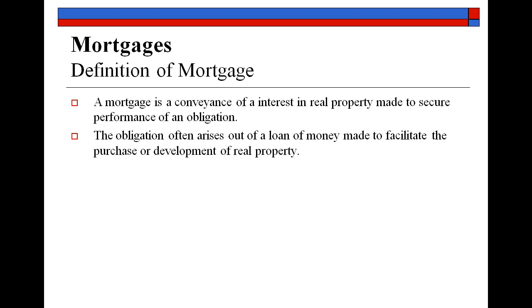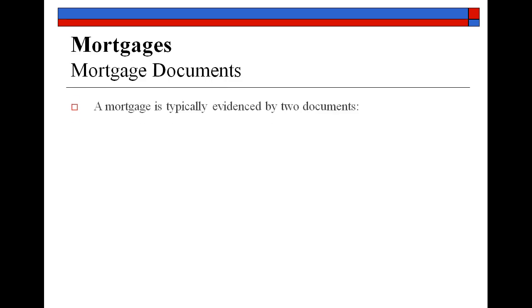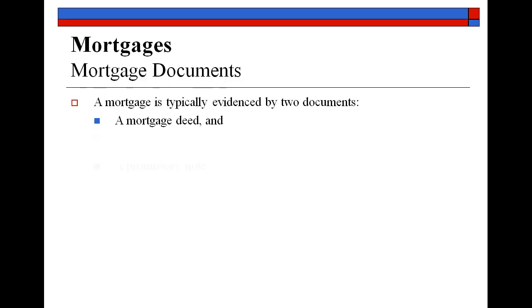Usually, a mortgage has two documents. The first is the mortgage deed, and the second is the promissory note. Sometimes these two documents are combined into one document, but for the purposes of this lecture, we're going to treat them as they were traditionally, as two separate documents. We'll begin with the mortgage deed.